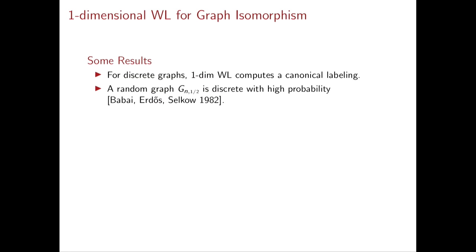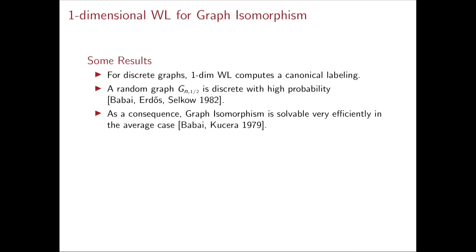And the nice thing is that if you take a random graph in the Erdős-Rényi model of random graphs, namely, if you have an n-vertex graph, every edge you put with probability 1/2, and you get a uniform probability distribution over all n-vertex undirected graphs, then with probability tending to 1, every graph is a discrete graph. So that means, as a consequence, the years are a little off here, but I think the final paper of Babai, Erdős and Selkow shows better bounds than what is required for the second result, the Babai-Kucera result. That graph isomorphism, therefore, is soluble very efficiently on the average case.